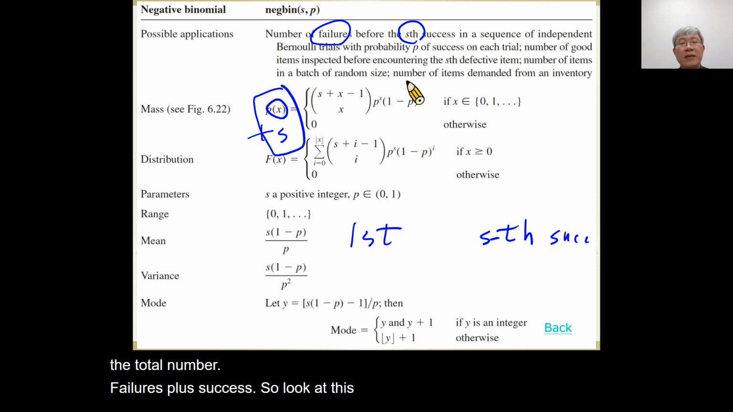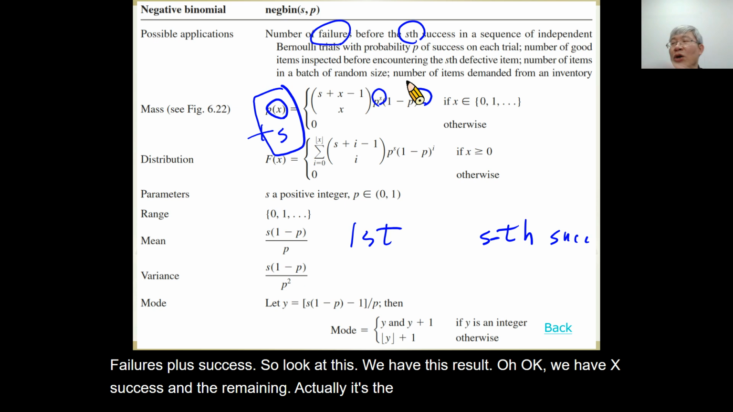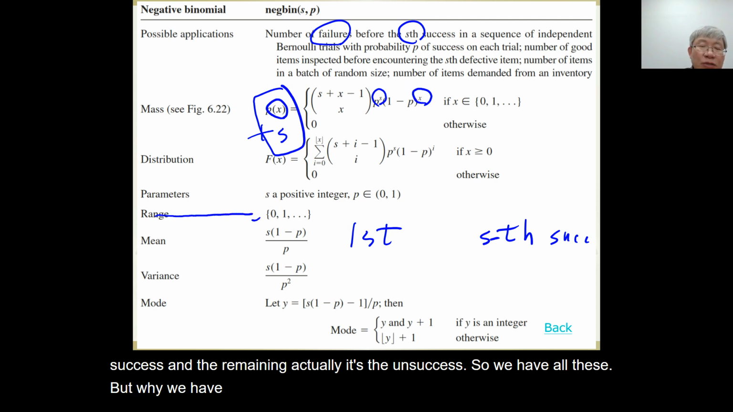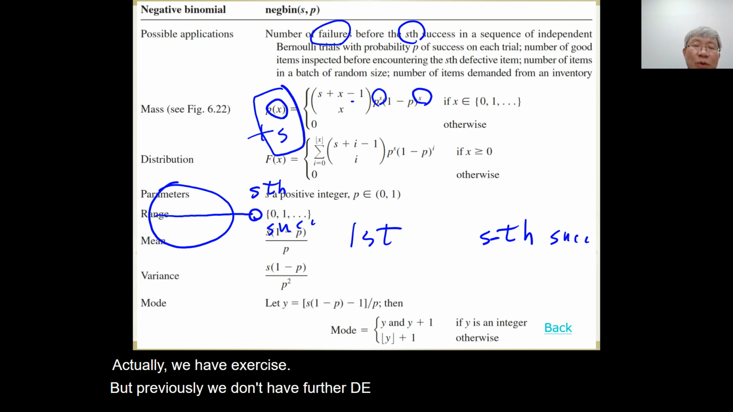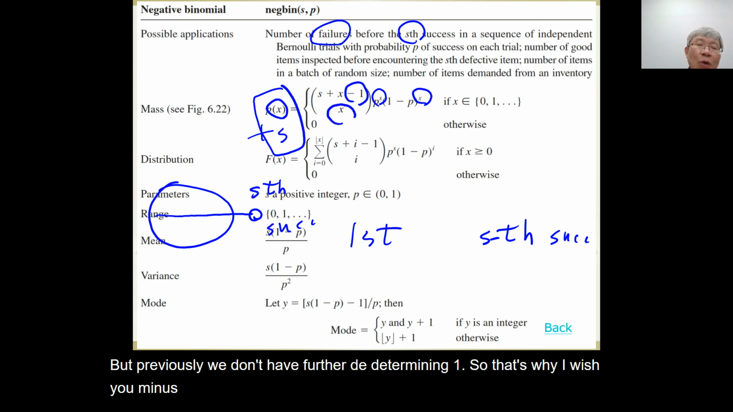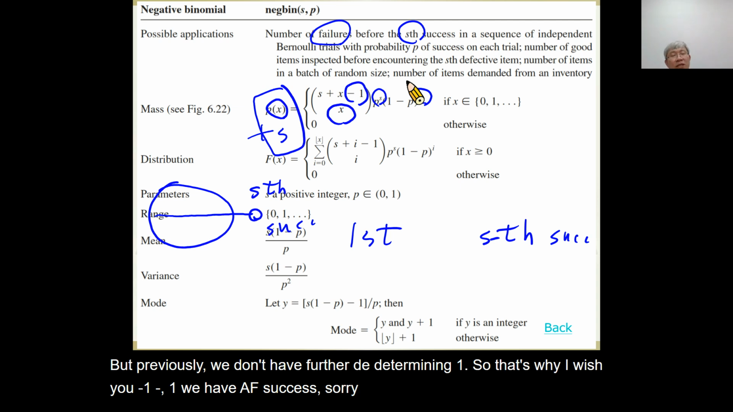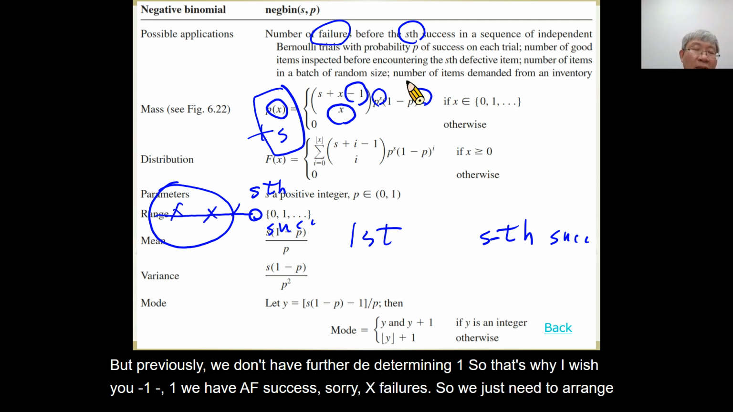Look at this result. We have X successes, and the remaining ones are the unsuccesses. But why do we have this? We have X successes, but previously we don't have the determined one, so that's why we should minus 1. Minus 1, we have X successes and X failures, so we just need to arrange where we have the failures.